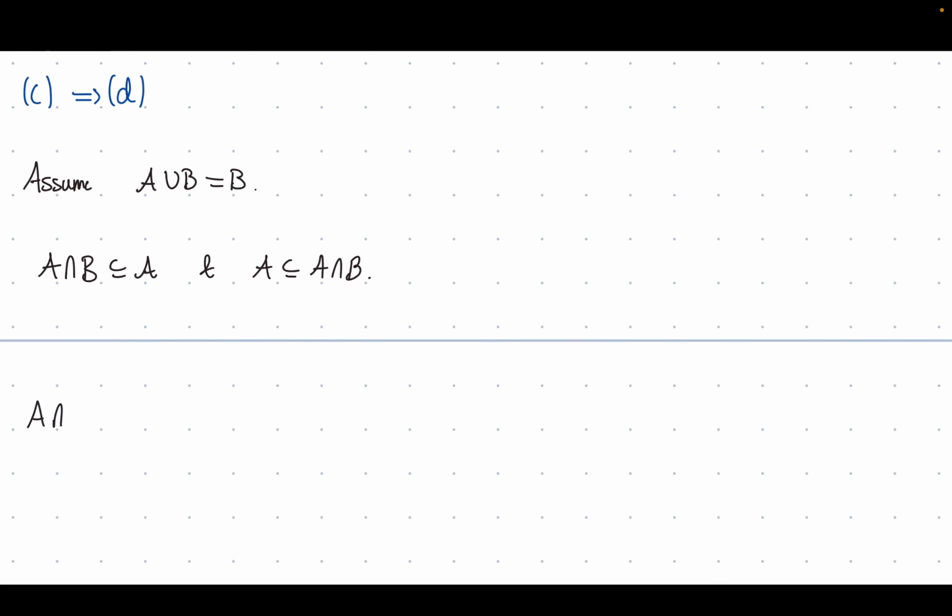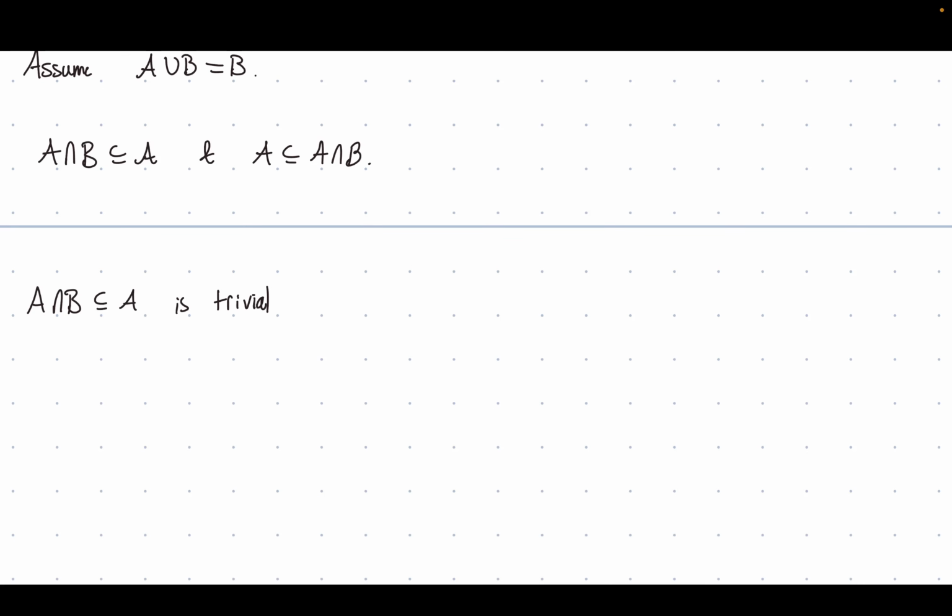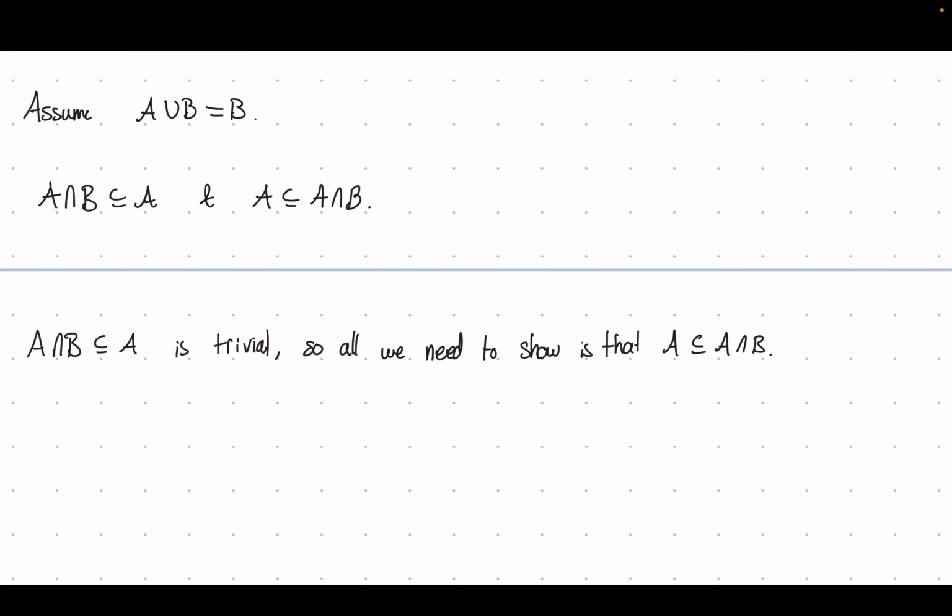Now, A intersect B being a subset of A is trivial, because if X is in A intersect B, then it has to be in A. So all we need to show is that A is a subset of A intersect B, which may not always be the case, but let's see if this assumption helps us get to that.